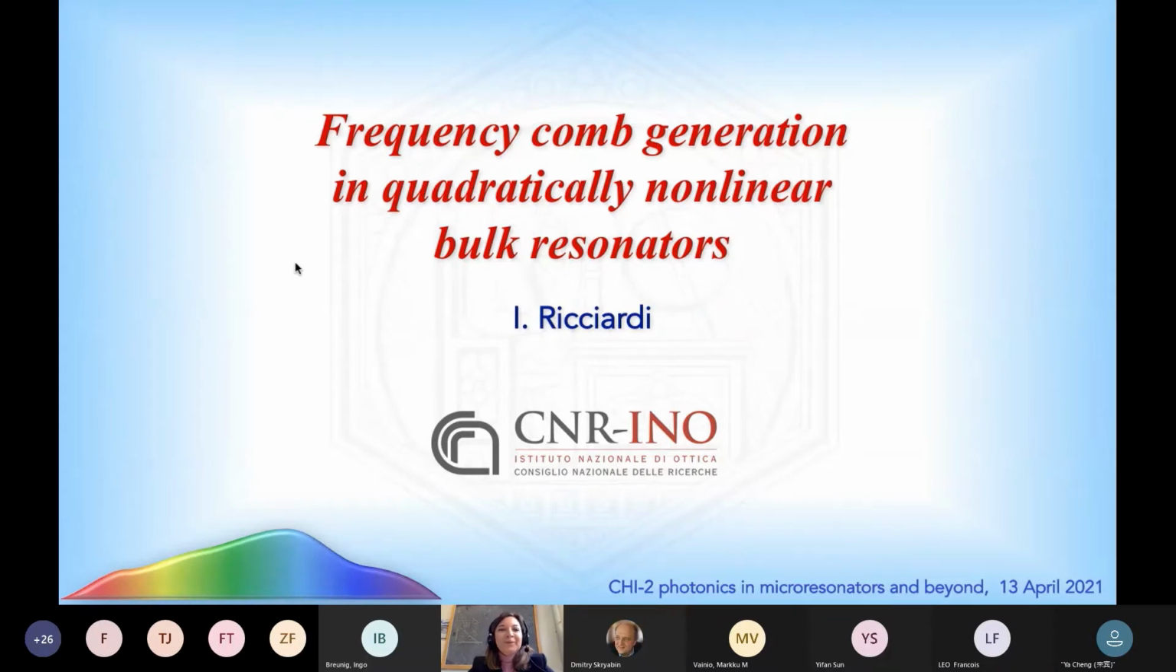So I have the honor to open with my presentation, and I will share with you our results about frequency comb generation in quadratically nonlinear bulk resonators.